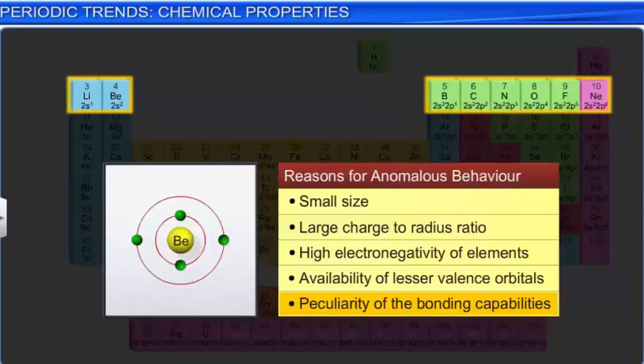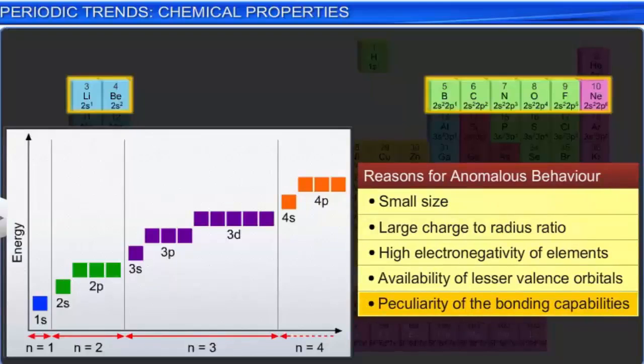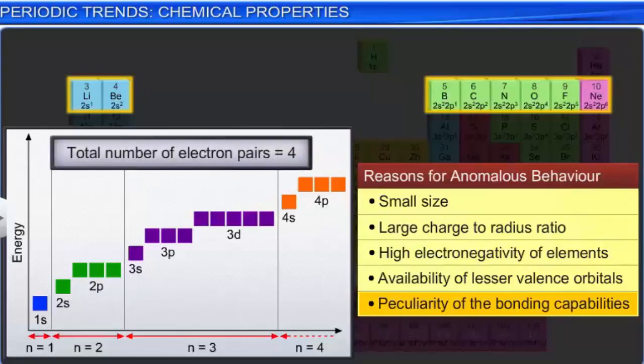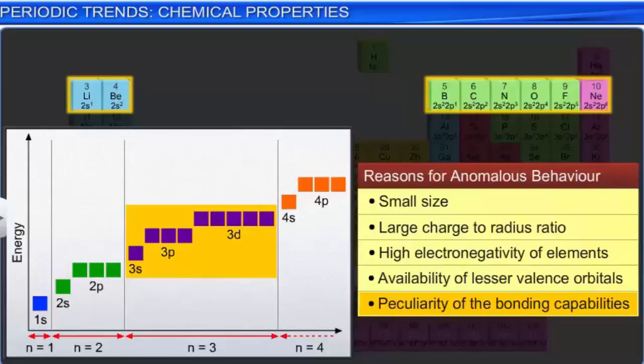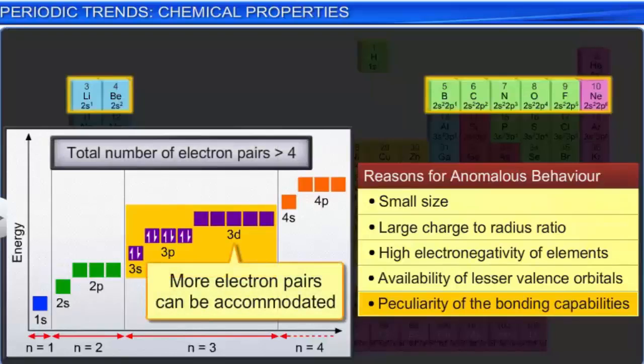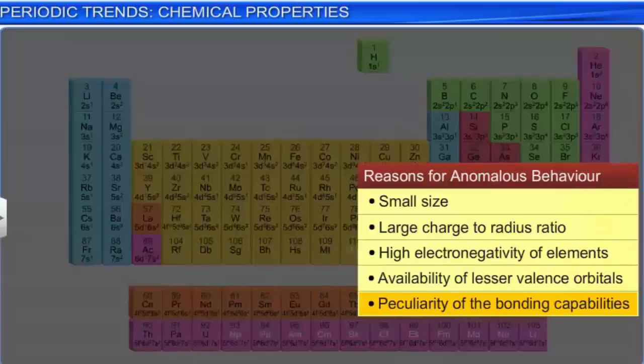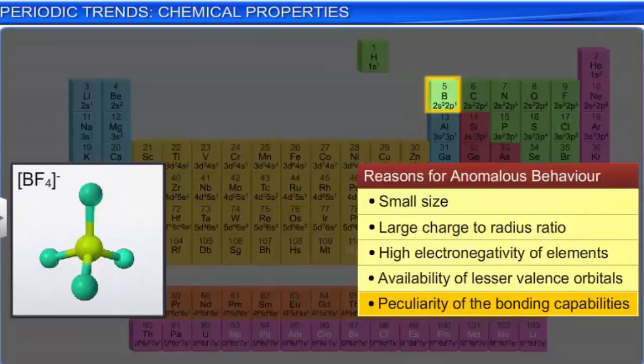The first member of each group has only 4 valence orbitals, one 2s and three 2p orbitals available for bonding, whereas the second member of the groups has 9 valence orbitals: one 3s, three 3p and five 3d orbitals. As a result, the maximum covalency, or the number of shareable electron pairs, of the first member of each group is 4, whereas the other members of the groups can expand their valence shell to accommodate more than 4 pairs of electrons. For example, boron can only form a single charge ion with fluorine, whereas aluminium can form higher charged ions with fluorine.